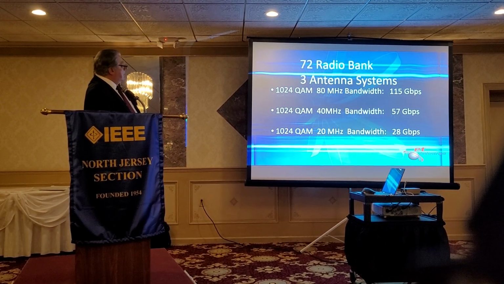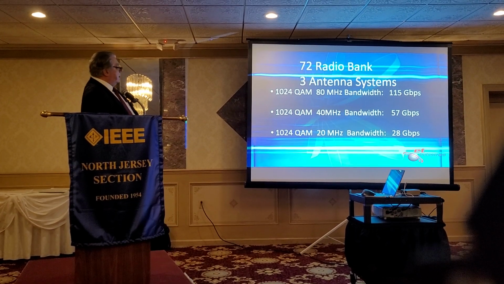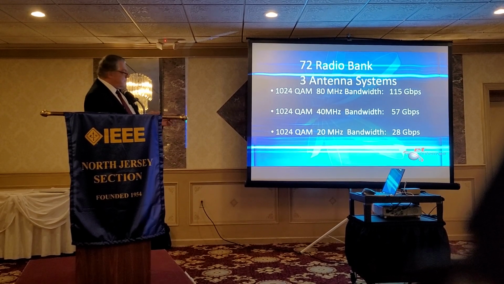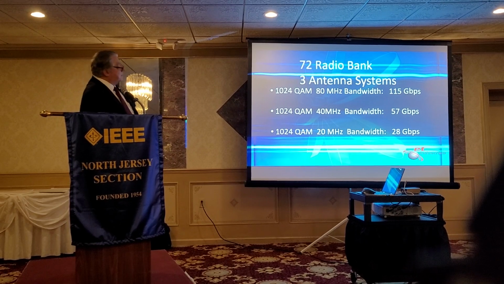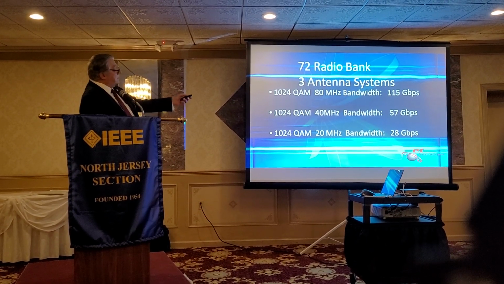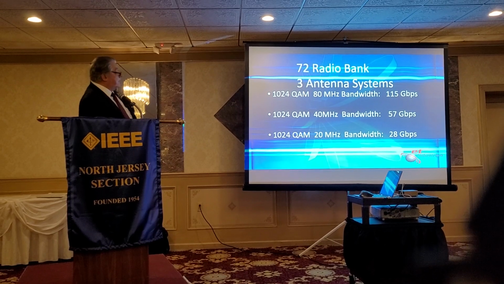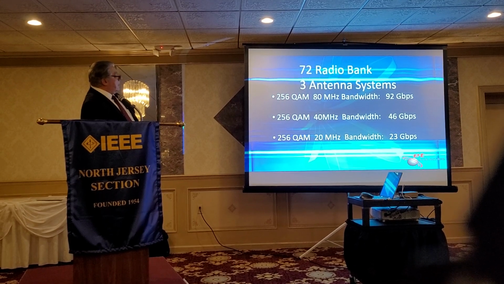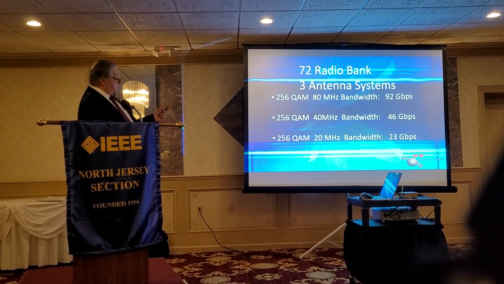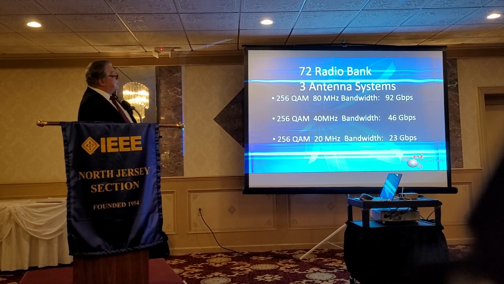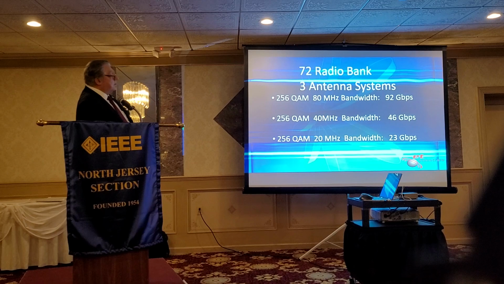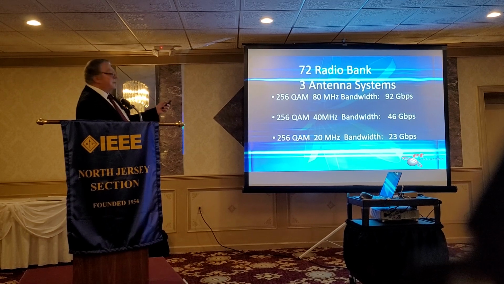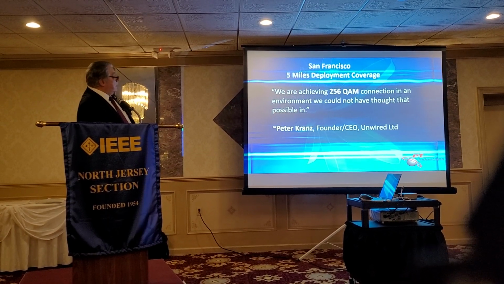Let's see. Now, if we use 3 antennas, let's say, and we use 72 radio, which would be 4 feet of radios, then we will get 115 gigabits per second, 57 gigabits per second if it's 40 megs, and 28 gigabits per second if it's 20 megs. And if it's 256 QAM, which you have proven, we can get 92 gigabits per second, 46 gigabits per second, and 23 gigabits per second. We will show an example of 40 megahertz, 256 QAM in San Francisco.